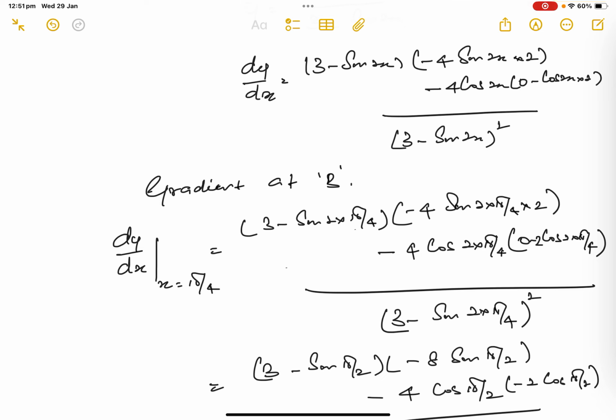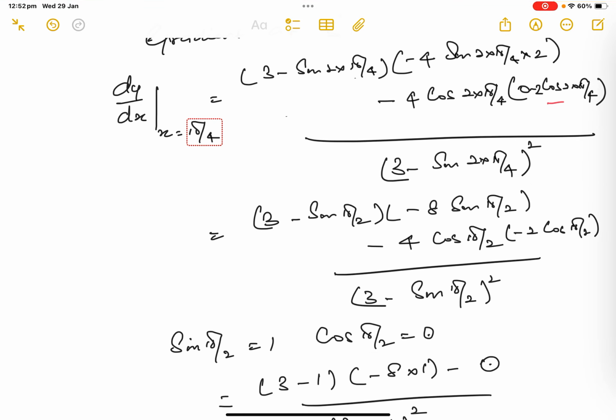Then having got that, now we need to find the gradient at a specific point, which is x equals π/4. So put the value x equals π/4 into that general form of dy over dx. That is (3 minus sin 2 times π/4) times (minus 4 sin 2 times π/4 times 2), minus (4 cos 2 times π/4) times (0 minus 2 cos 2 times π/4), divided by (3 minus sin 2 times π/4) squared.